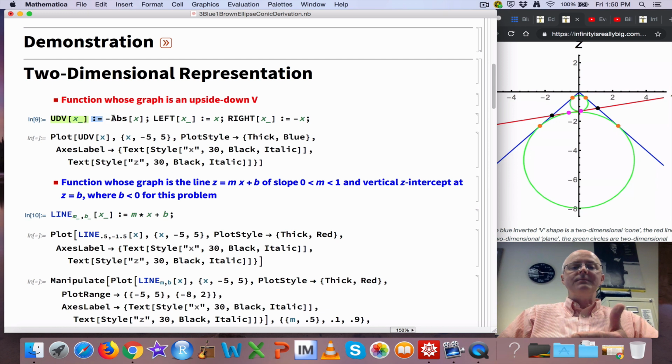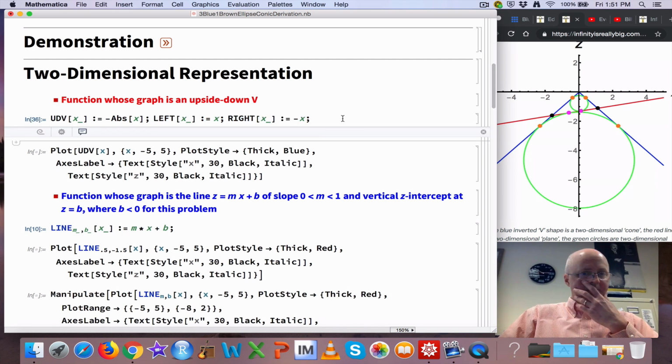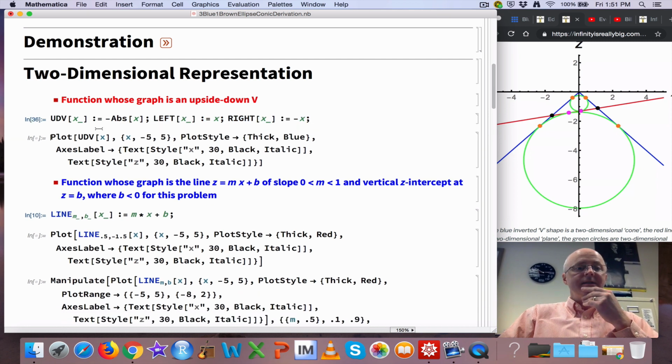How do you make an upside down V? Well, a right side up V is the absolute value function, so if you put a negative sign in front of it, that's going to be a function whose graph is an upside down V. Left and right correspond to just the lines on the left and right side of the upside down V. I've got another reason for that. But as far as plotting this function goes, now I just plug it into the Plot command. In the way you see here, x is going to go between -5 and 5.